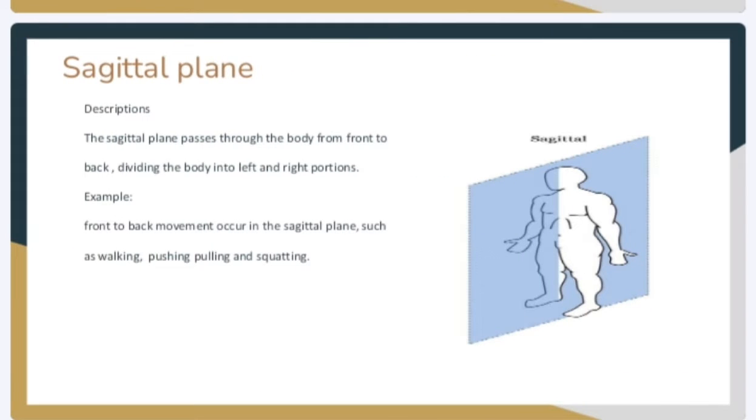Sagittal plane. Description. The sagittal plane passes through the body from front to back, dividing the body into left and right portions. Example: front to back movements occur in the sagittal plane, such as walking, pushing, pulling, and squatting.